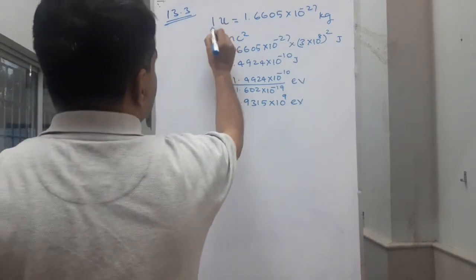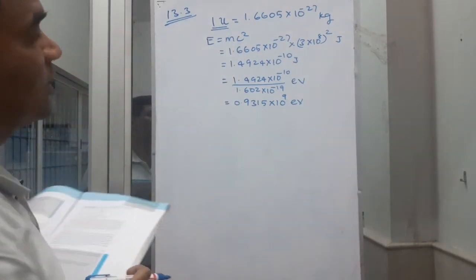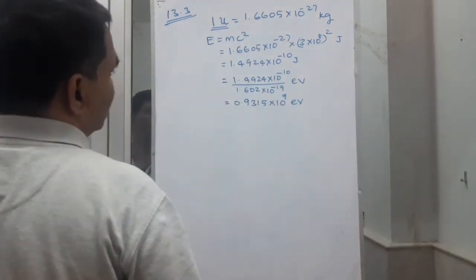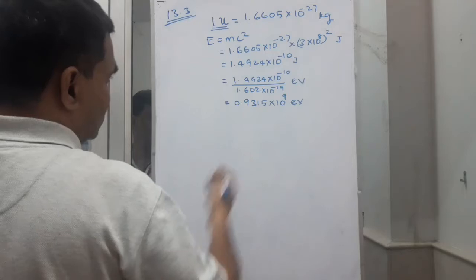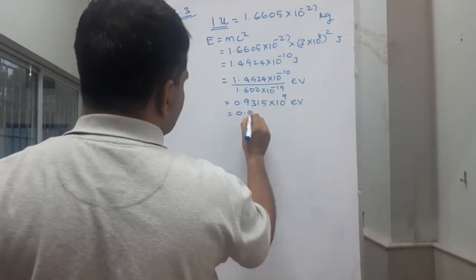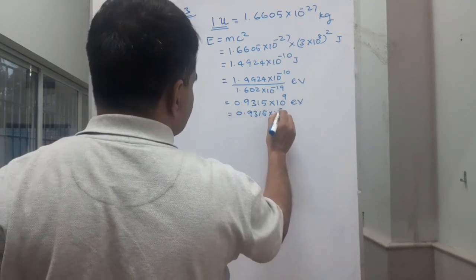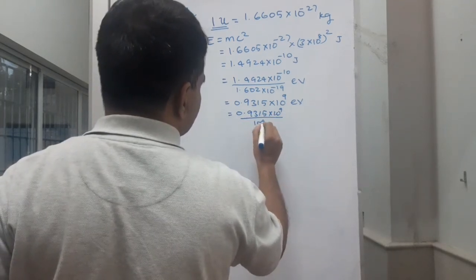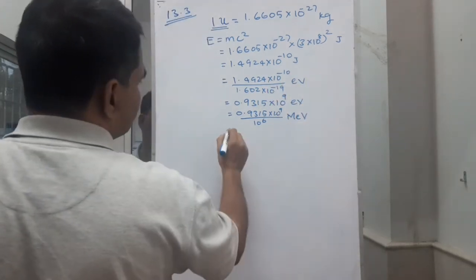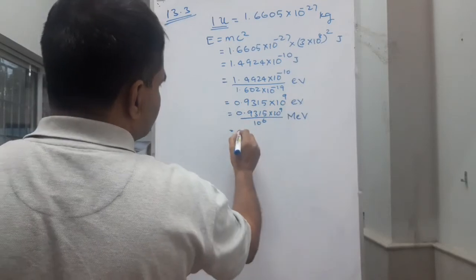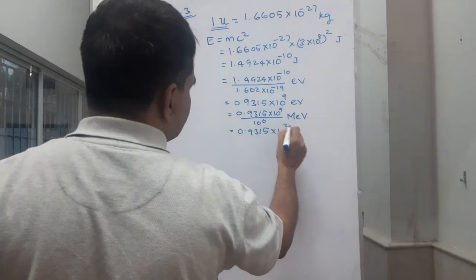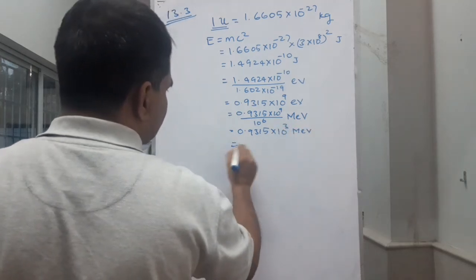So one atomic mass unit can be converted into so many electron volts. So then how many mega electron volts are there? So again I need to divide that by 1 million, right? So it's going to be 0.9315 into 10 to the power 9, divided by 10 power 6, that is mega electron volt. So many mega electron volts. So that gives me 0.9315 into 10 power 3 mega electron volts.